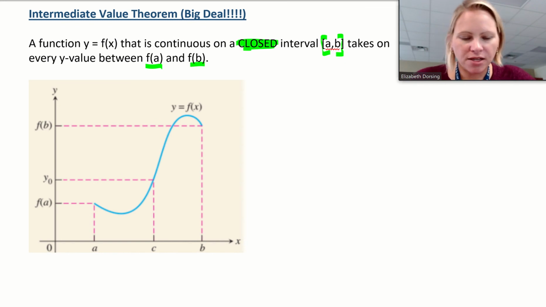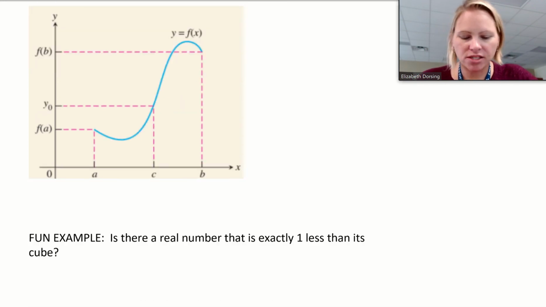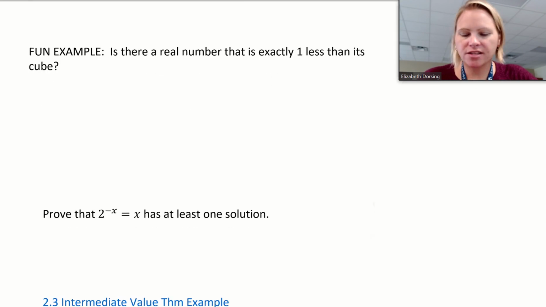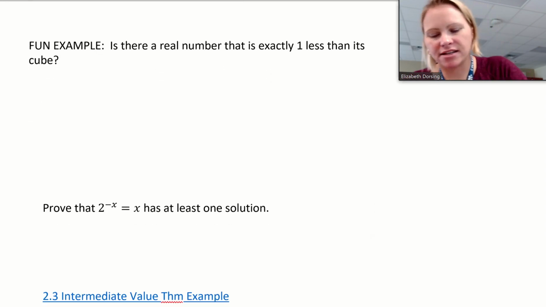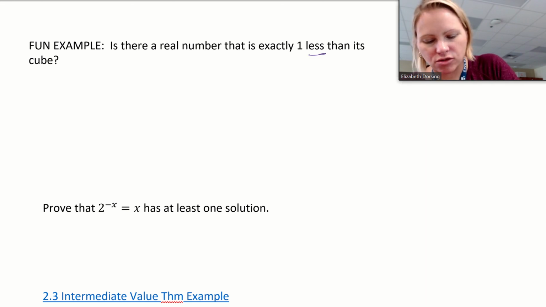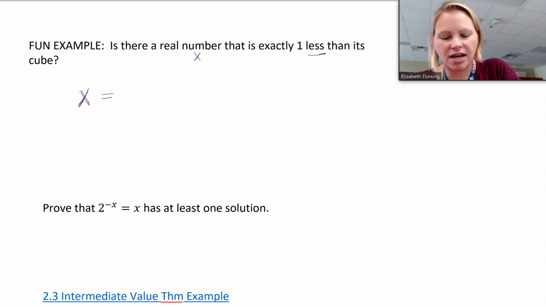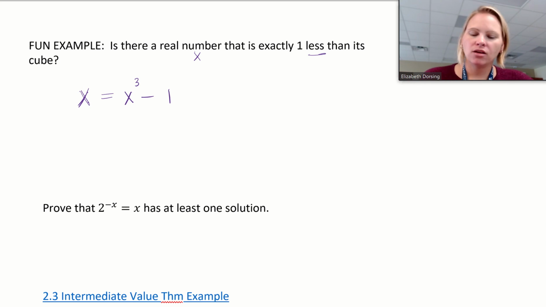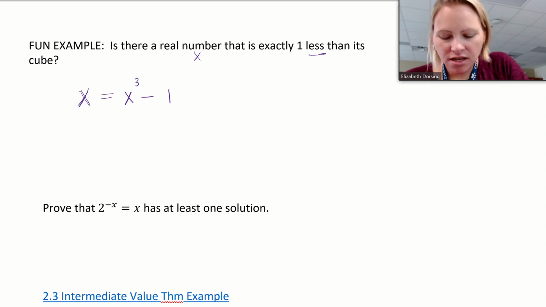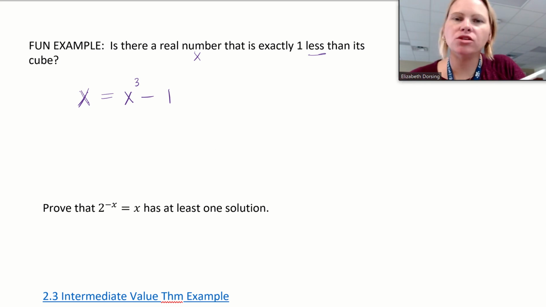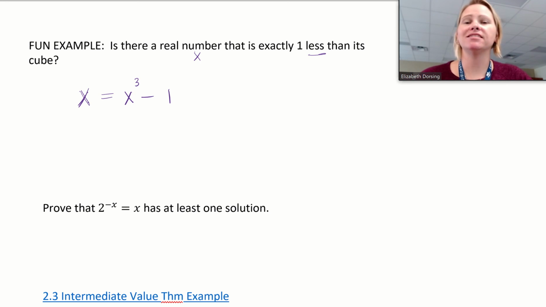I'm going to do a couple of little bonus examples here. The first fun example: is there a real number that is exactly 1 less than its cube? So is there a real number that is exactly 1 less, meaning subtraction, than x cubed? If the real number is x, is there a real number such that x cubed minus 1 equals it, does that exist? The idea is I'm going to turn this into an equation, and I'm going to use the intermediate value theorem to say that yes, it exists. I don't have to find what it is.